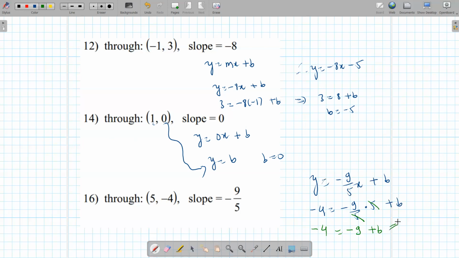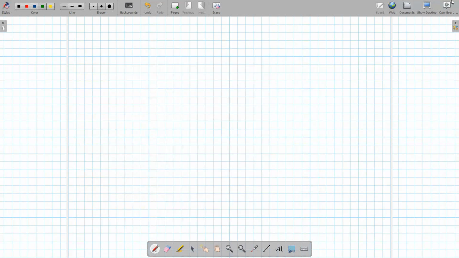Now, what do we do on both sides to solve for b? You add 9? Yeah, exactly. So -4 plus 9 is 5. So b is 5. And we have the equation y equals -9/5x plus 5.